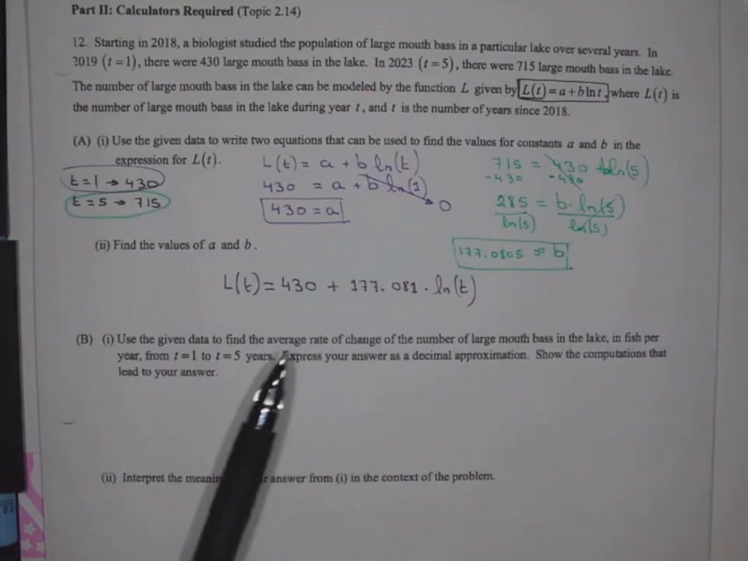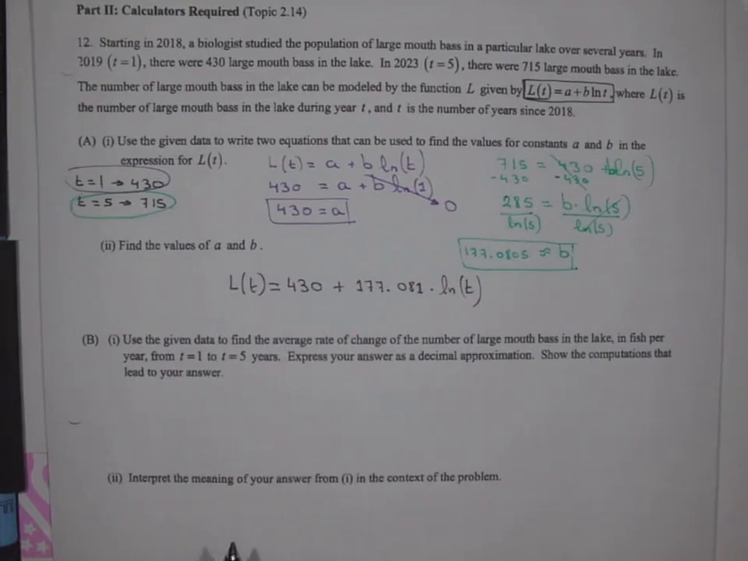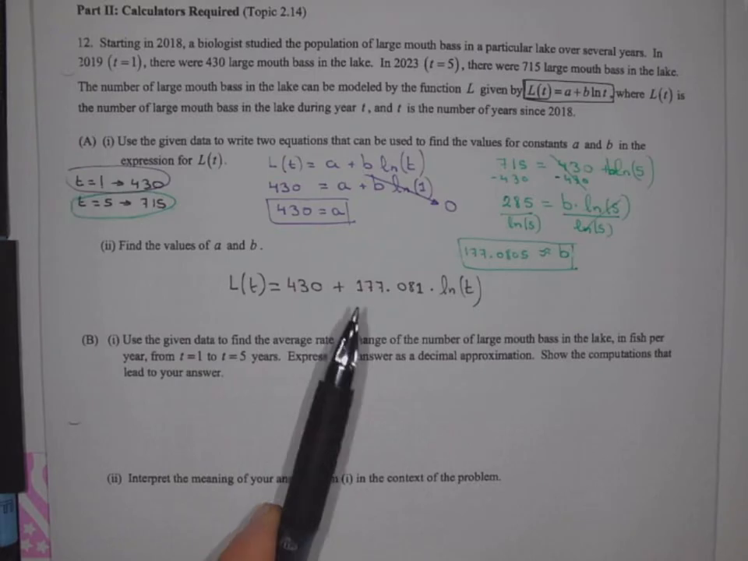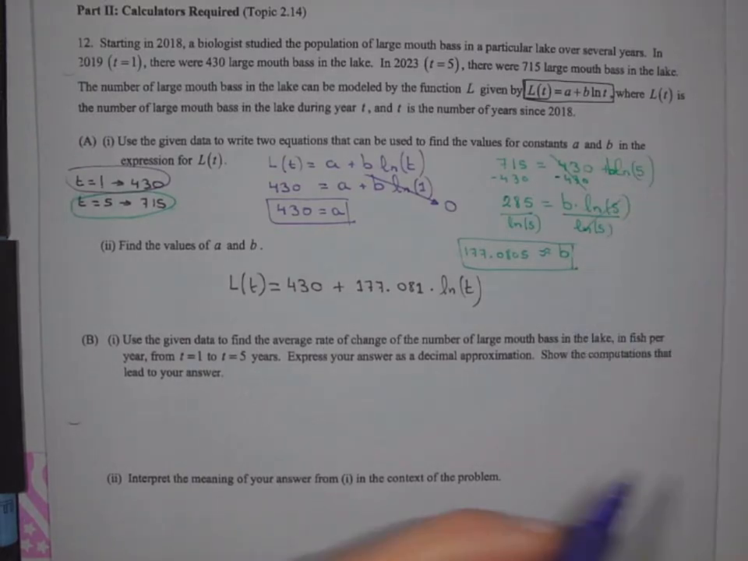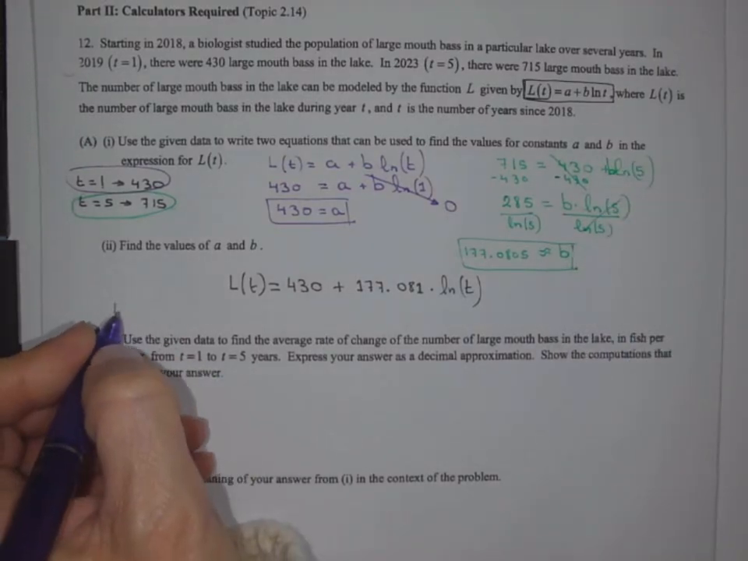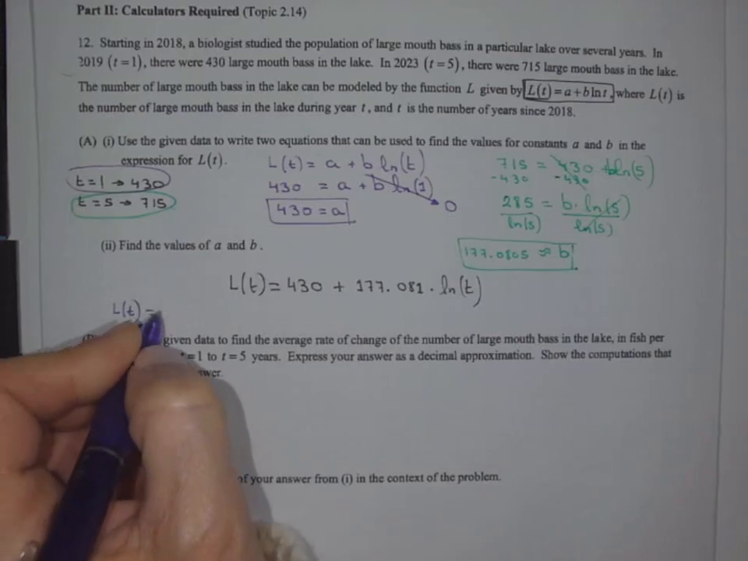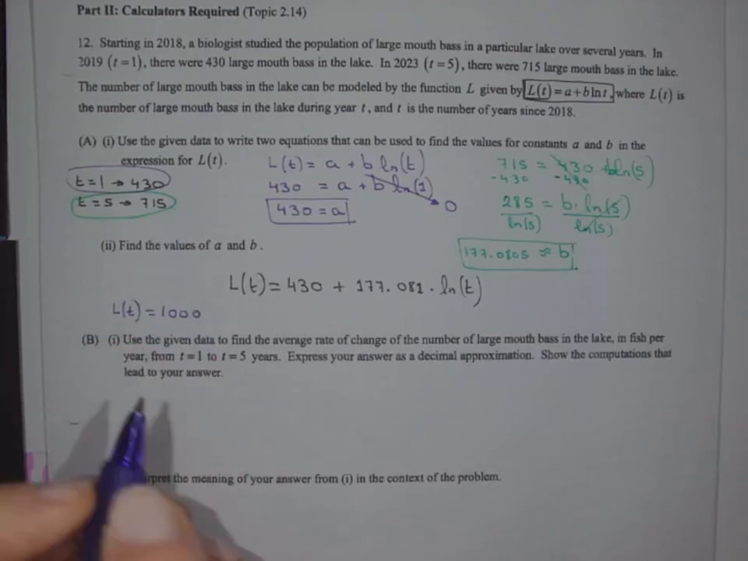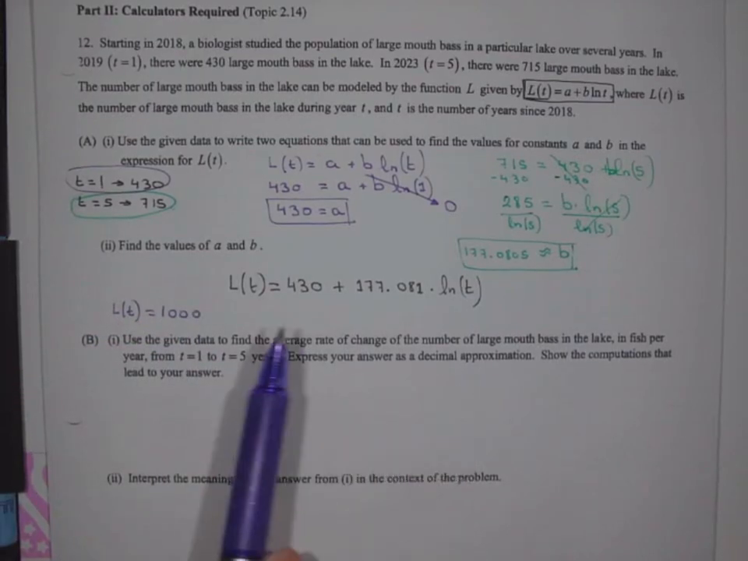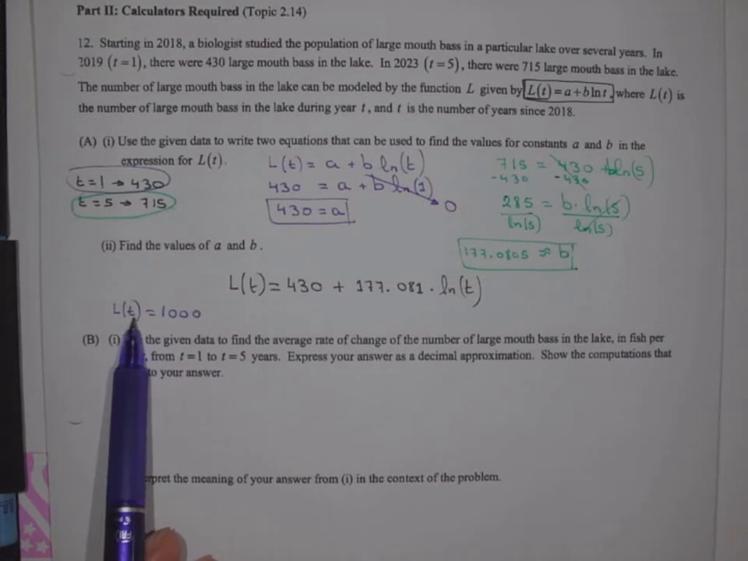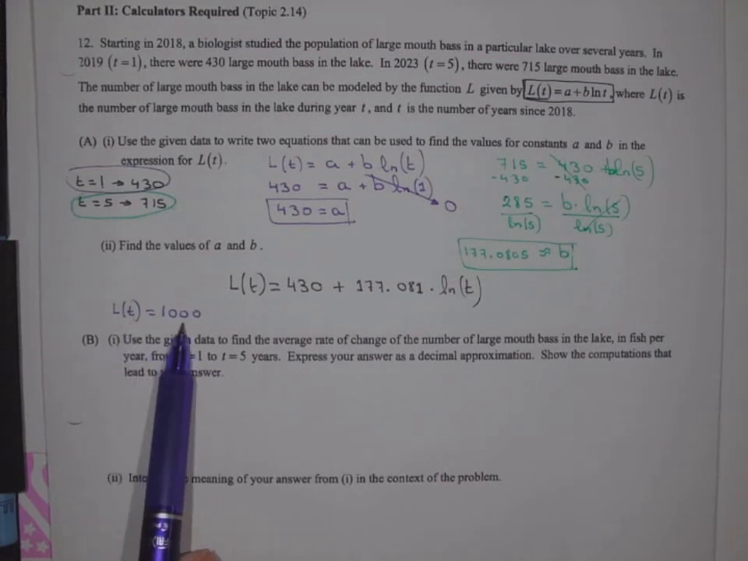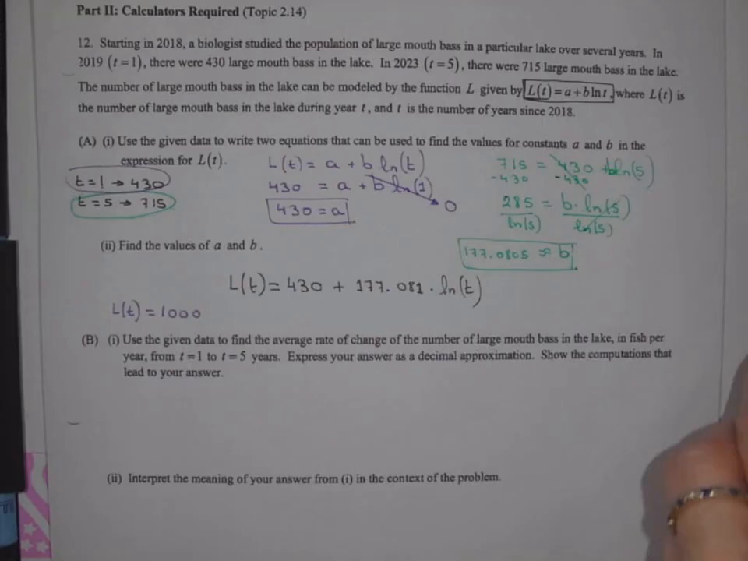Now, there are some more questions and I really am not going to go through all of those, but what if now I wanted to know when am I going to have 1,000 largemouth bass in the lake? So at what time t are we going to reach 1,000 population, assuming everything just keeps going the same way, right?